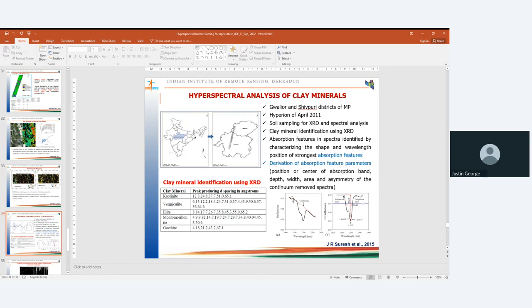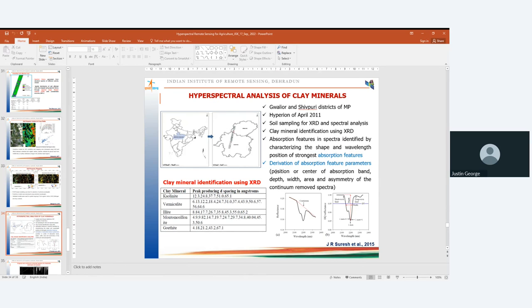I hope you might have seen this during the previous lectures: this is the normal absorption feature, and this is a continuum. So when we remove this continuum, this particular absorption peak becomes something like this. And by absorption feature characterization, what we mean is that we measure the depth of this particular feature. This is the width, and this is the area of this feature, what is the asymmetry, and many other things are numerically calculated.